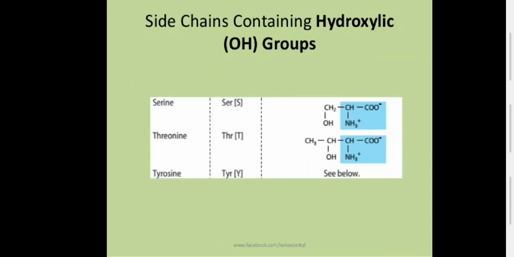Next is the side chain containing a hydroxyl group. When we say hydroxyl group, in the structural formula you can see the formula of the hydroxyl group, which is the OH. In this illustration with serine, threonine, and tyrosine, each structural formula has an OH. So don't forget, these are the amino acids that have a side chain containing a hydroxyl or OH group.